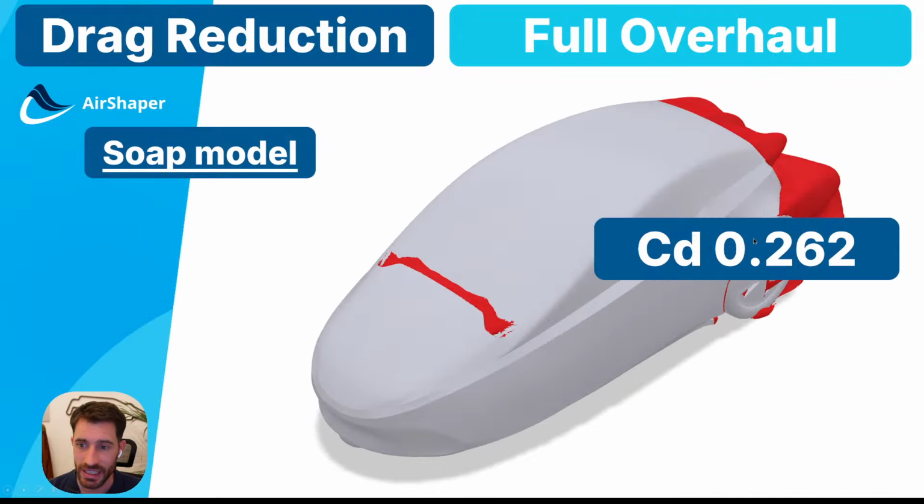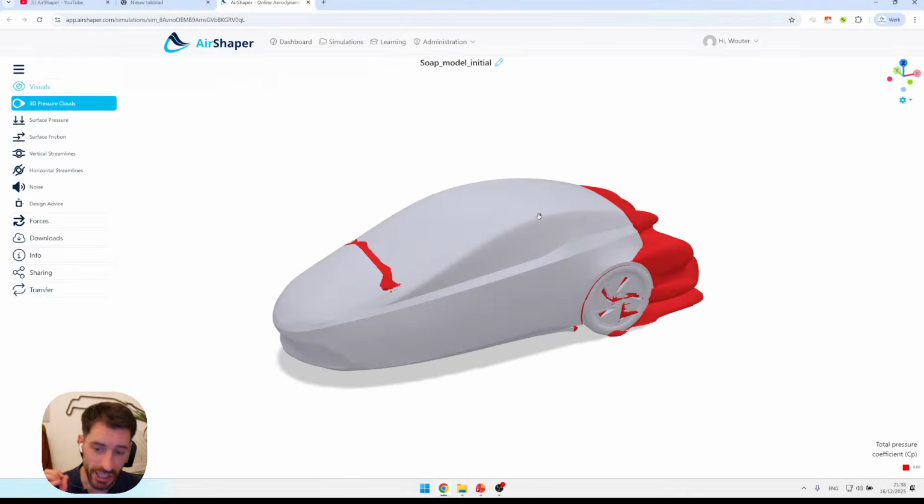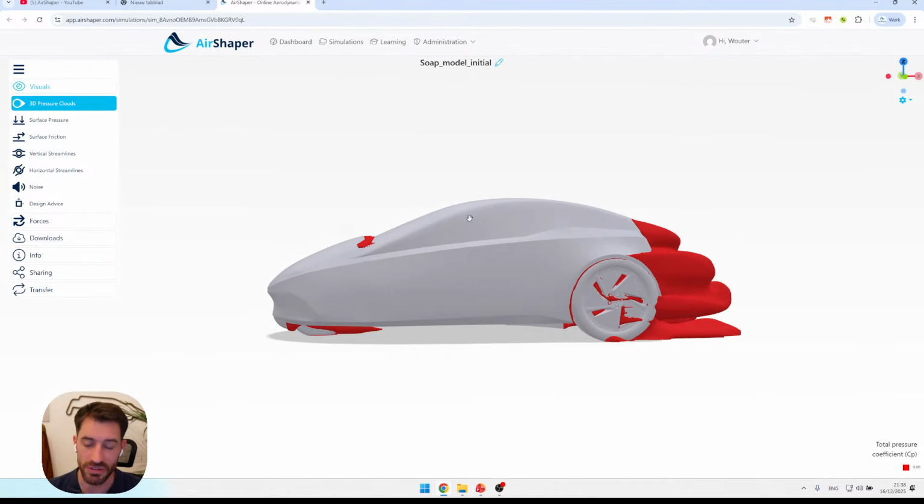And this resulted in a drag coefficient of 0.262. So then the question was, is this the best we can ever do and every single detail will increase the drag, or can we actually optimize the base shape to reduce the drag?